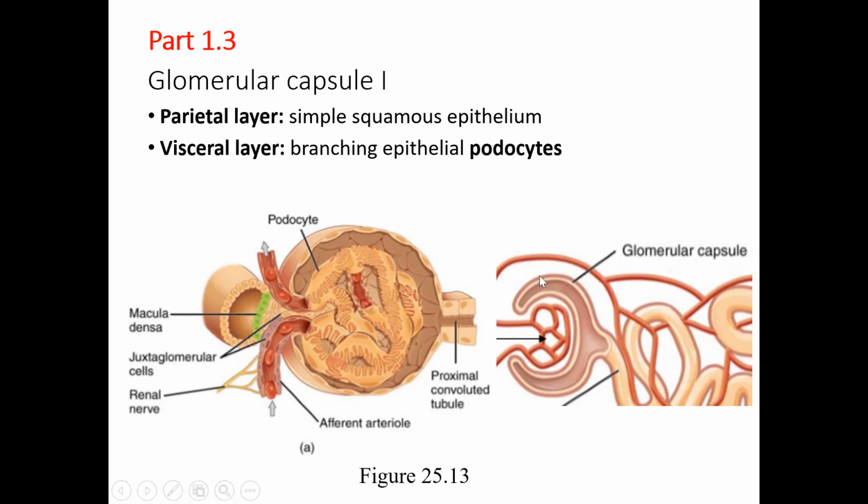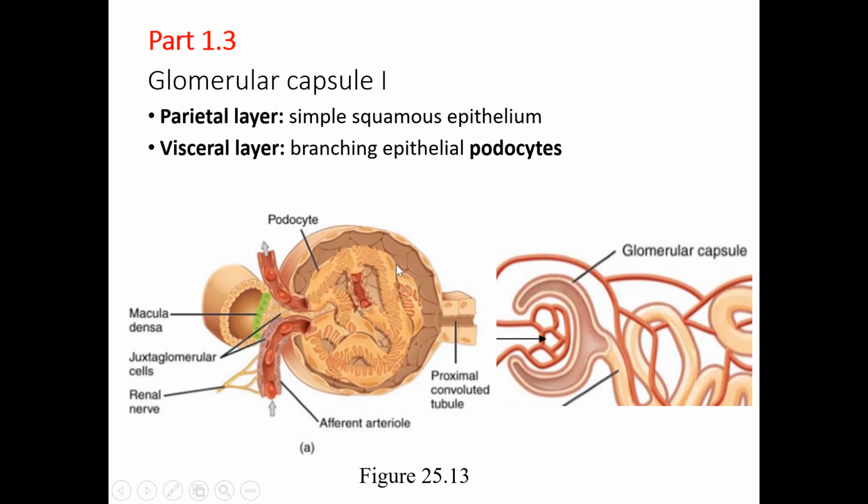Glomerular capsule. So that's the first part of the nephron, and inside we have a glomerulus. So that would be the afferent arteriole, that ball of glomerular capillaries, the glomerulus, and then there will be the efferent arteriole. And the part of the nephron tubule that surrounds it is called the glomerular capsule. Now a little bit more about its structure. It has a parietal layer, the outer layer, this one, which is made of simple squamous epithelium. And it has a visceral layer. The visceral layer is shown better in this picture.